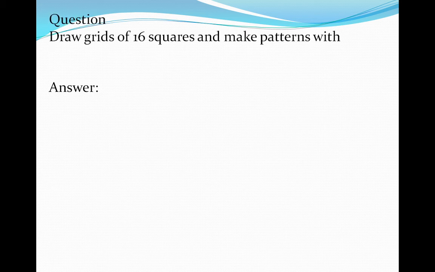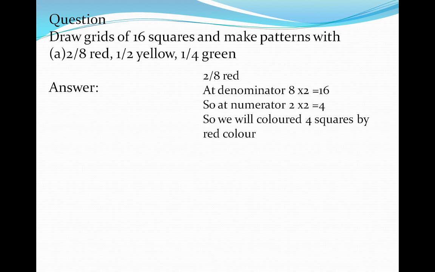Now there is another question. Draw grids of 16 squares and make patterns with 2/8 red, 1/2 yellow and 1/4 green, or we can read it as 2/8 part is red, 1/2 part is yellow and 1/4 part is green. So 2/8 part is red.